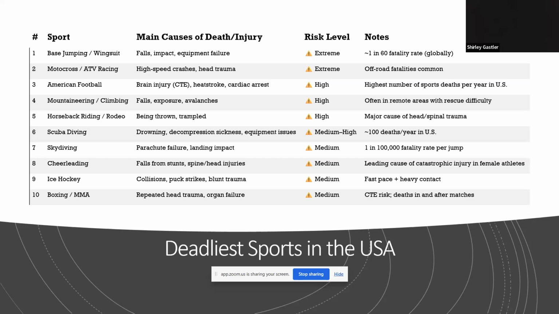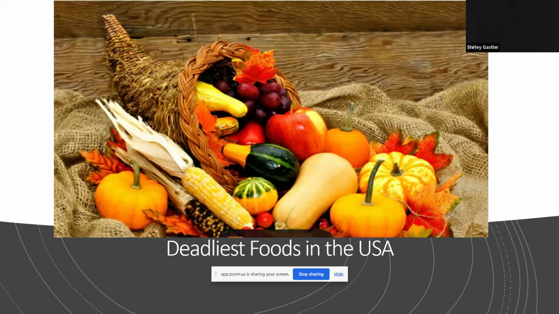So, how about the deadliest foods in the United States? Peanuts. Peanuts are on there. Peanuts and nuts in general.